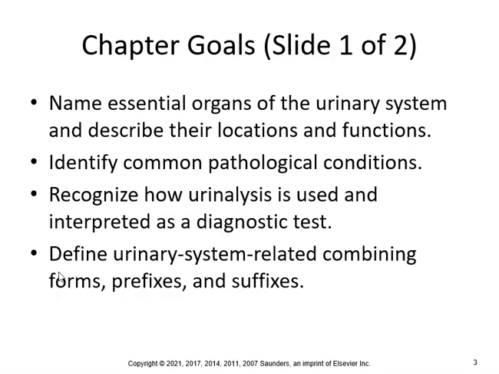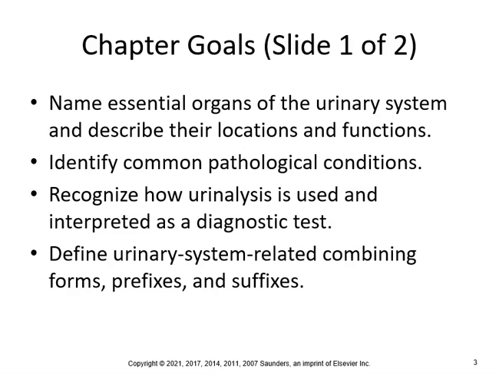Alright, so the goals of this chapter are: name the essential organs of the urinary system and describe their locations and functions; identify some common pathological conditions; recognize how urinalysis is used as a diagnostic test; and define urinary system related combining forms, prefixes, and suffixes. Again, this is a medical terminology class.